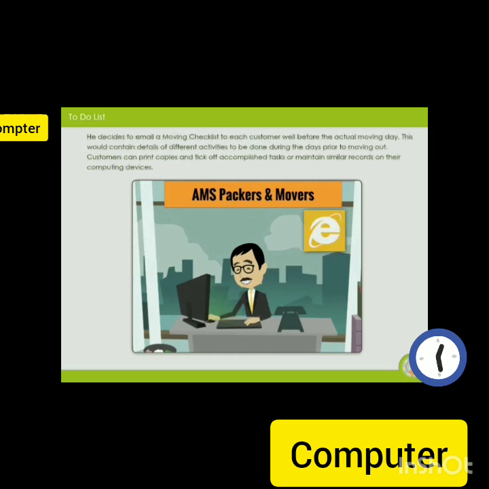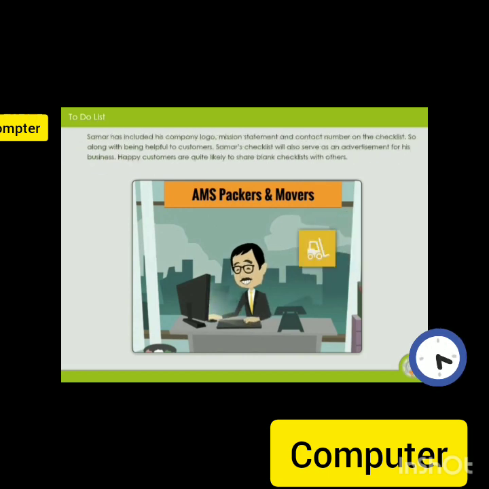He decides to email a moving checklist to each customer well before the actual moving day. This would contain details of different activities to be done during the day prior to moving out. Customers can print copies and tick off accomplished tasks or maintain similar records on their computing devices. Summer has included his company logo, mission statement, and contact number on the checklist. So, along with being helpful to customers, Summer's checklist will also serve as an advertisement for his business. Happy customers are quite likely to share blank checklists with others.